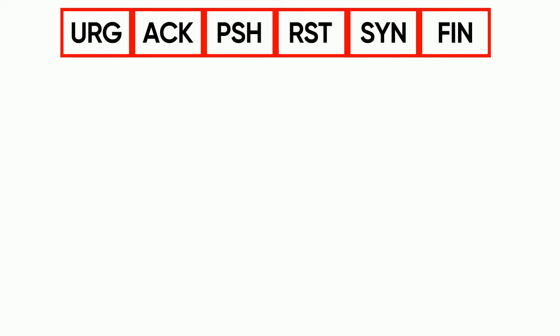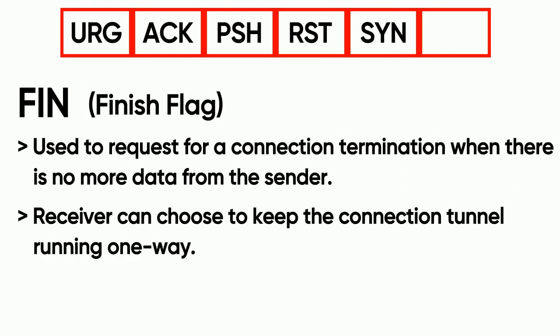Last but not least, we have the finish flag, symbol FIN. This one is more like the reset flag, but more negotiative. What the FIN flag does is that it terminates a connection, but it differs from the reset flag in that it terminates the connection from one side of the communication. If the sender doesn't have any more information to send to the receiver, it can just send a packet with the FIN flag on. But if the receiver has more information to send back to the sender, it might not terminate the connection. It might just keep the connection intact, but with one-way communication. Unlike the reset flag, when the reset flag is set, both the receiver and the sender stop communicating totally.